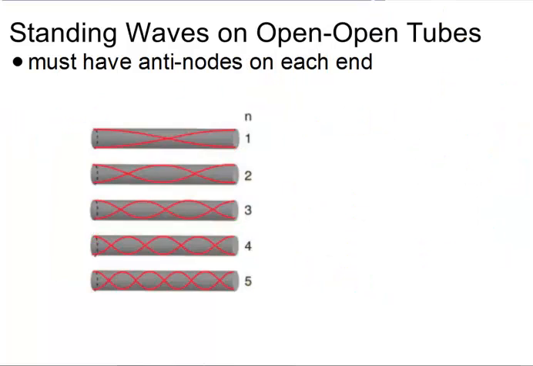Okay? The next standing wave we look at is for an open tube. And this is an air pipe that is open on both ends. The best example of this is like a flute. So again, we have a tube that is length L. The only thing that's different about an open tube is the fact that now, instead of having nodes on each end, we must have antinodes on each end.